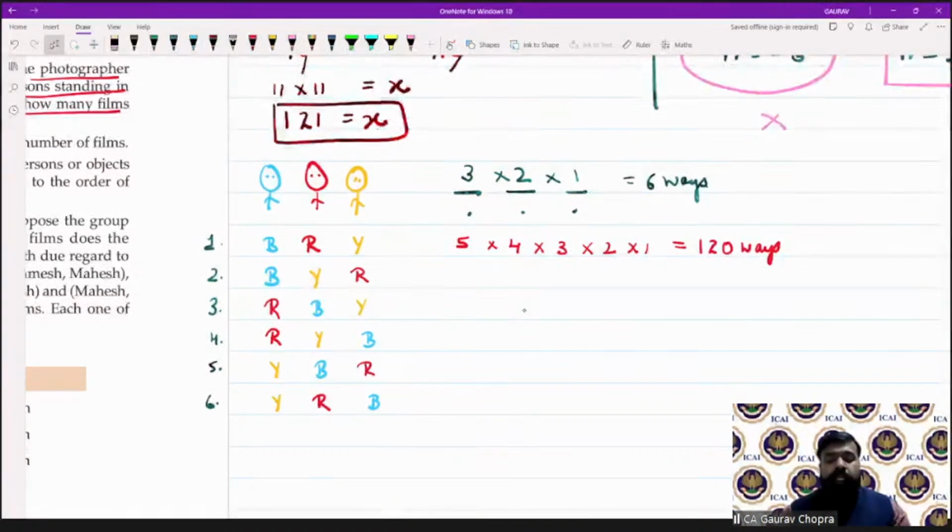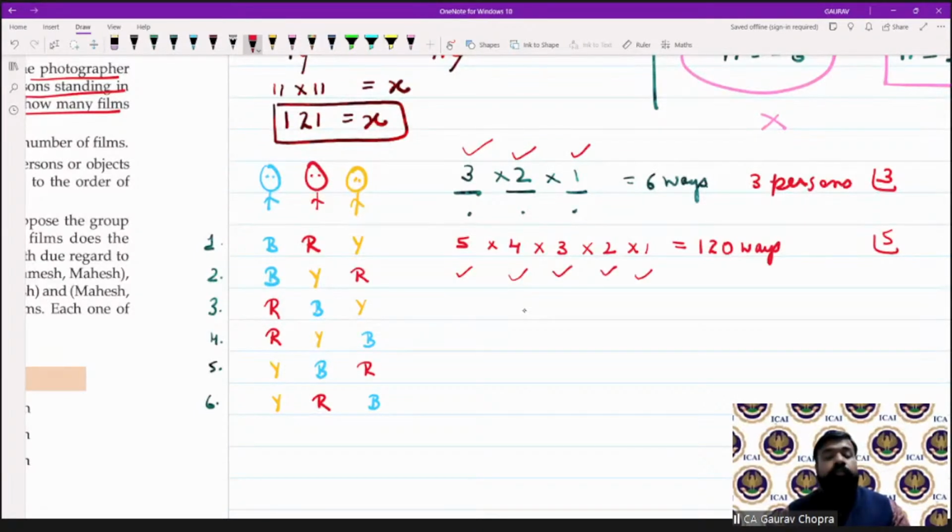So in short, we can say that when there were 3 persons, there are factorial 3 ways, because it is 3 into 2 into 1. When there are 5 persons, we can write factorial 5 ways: 5 multiplied by 4, then 3, 2, and then 1. Similarly, if there are 10 persons, then we can write factorial 10 ways. So whatever number of persons are available, accordingly we can put the factorial.